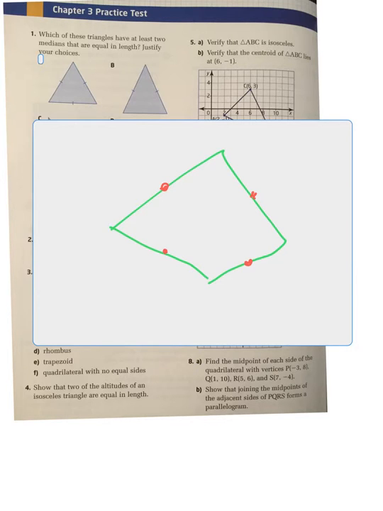Show that joining the midpoints of the adjacent sides forms a parallelogram. So therefore you're going to join these four sides together. You just found the midpoints, and you've got to prove that this side equals this side, and that side is parallel to that side. Or you can do it with the other two sides here, it doesn't matter, but you only need to do it for one set of opposite sides.